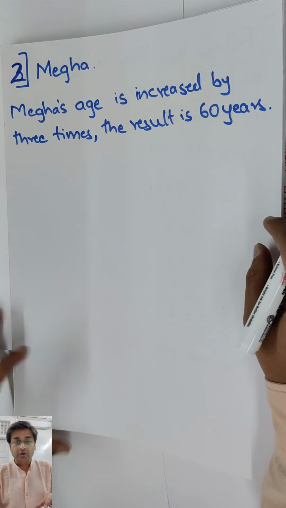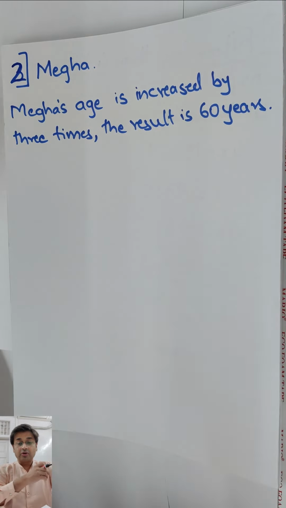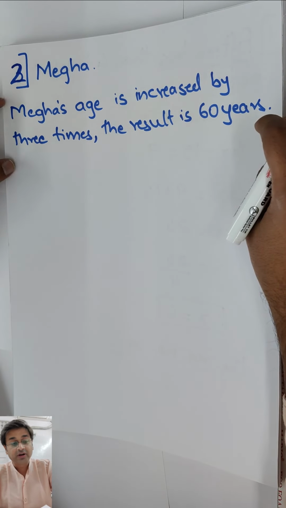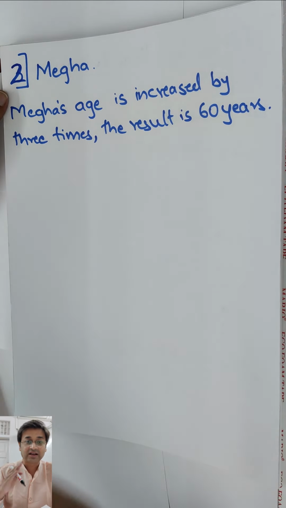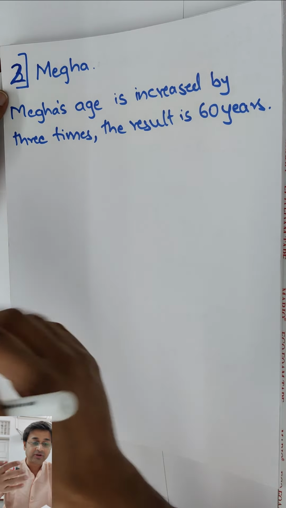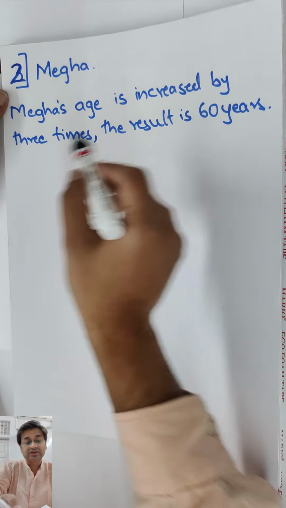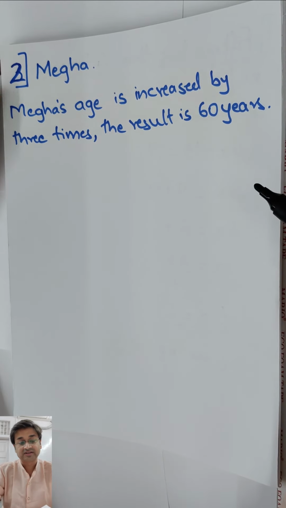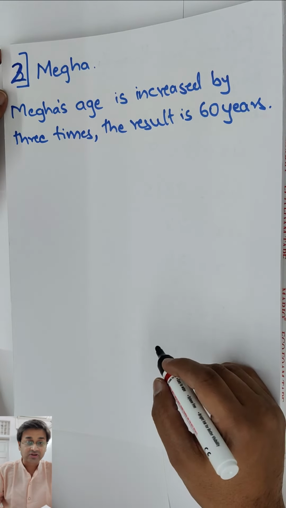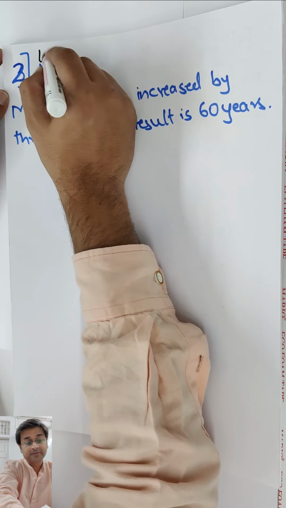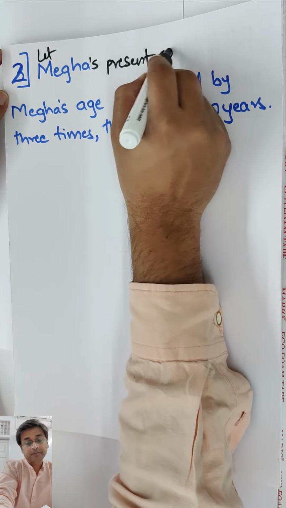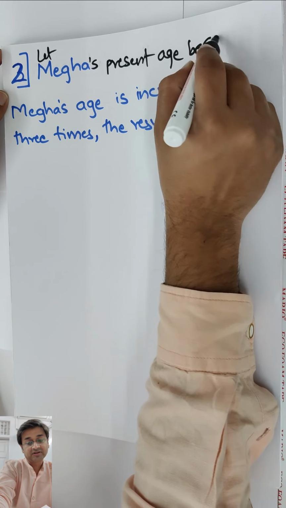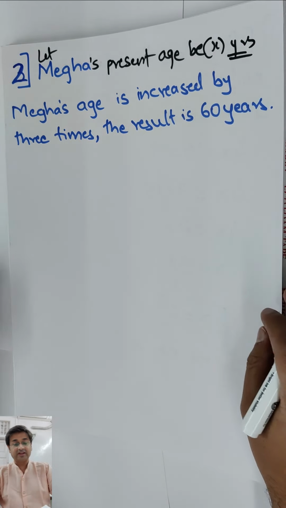Come on, try on your own, pause the video, think how you are going to decode here. Decode English into mathematics, and the starting point is always assumption. First assume, then begin. Megha's age is increased by 3 times, the result is 60 years. So what is her present age? So what are you going to assume? So let Megha's present age be x years.